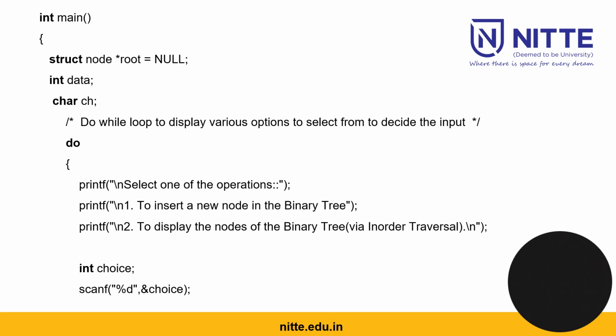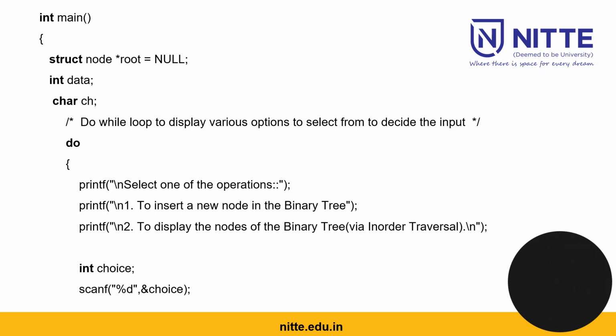Initially we will take int data, the data to be inserted, then a character ch. Then we will use a do-while loop to display various options to select from, to decide the input. So first I will write do, printf select one of the operations. One is insert a new node in the binary tree. printf 2 is to display the nodes of the binary tree via in-order traversal.